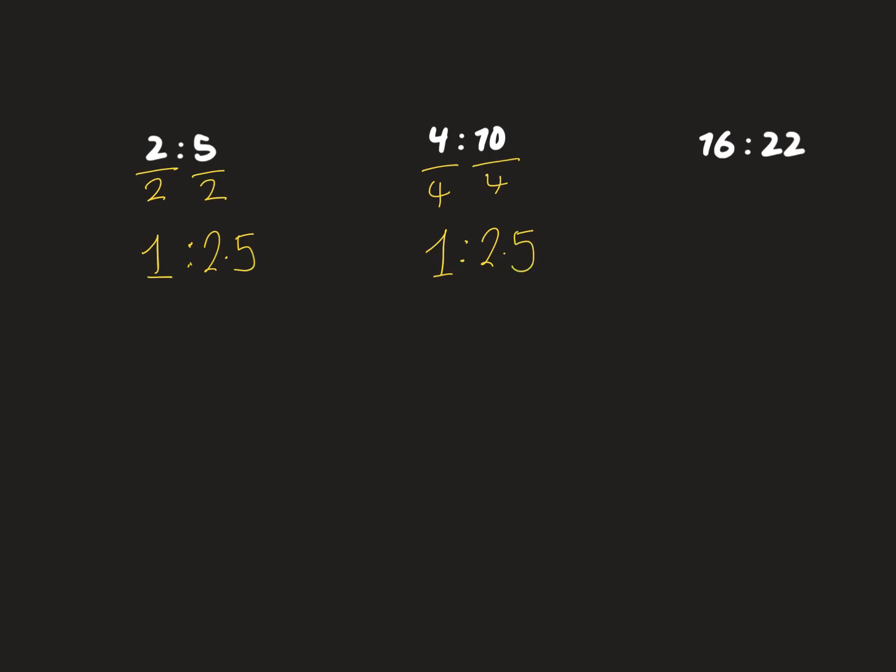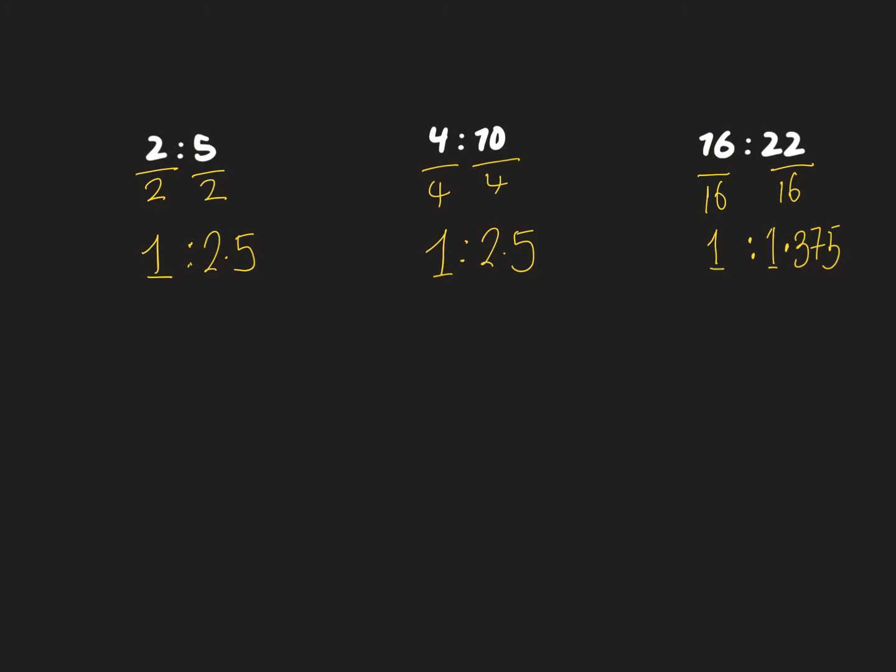Okay, and in our last one, dividing by 16, because 16 divided by 16 will give you 1. And 22 divided by 16, well, that's maybe one that you might want to use a calculator for. So 22 divided by 16 gives you 1.375. So your answer is 1 to 1.375.